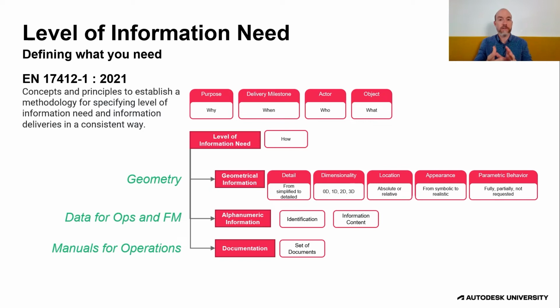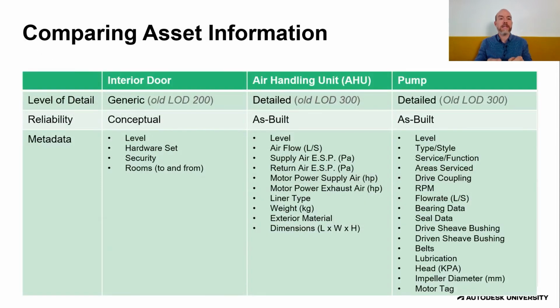Do they want to do VR fly-throughs, in which case they're going to need to know proper finishes on different surfaces, so the appearance of things. What is the alphanumeric information? What sort of identification and information do they need to run it? And this starts to get into a lot more. As an example, let's compare a few different assets. Think about the way that a facilities management group might look at an interior door versus an air handling unit versus a pump.